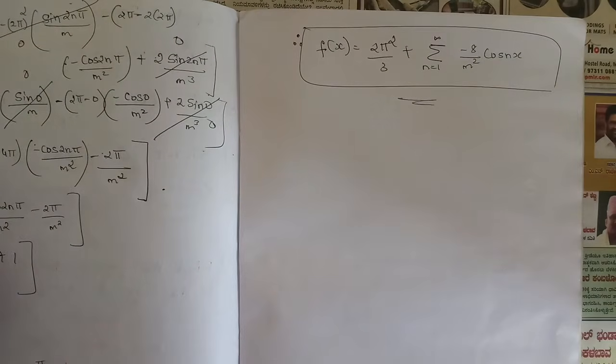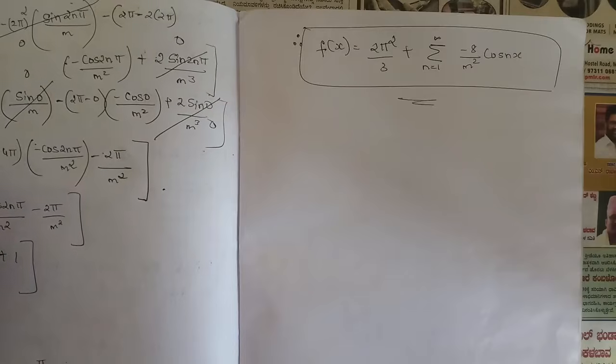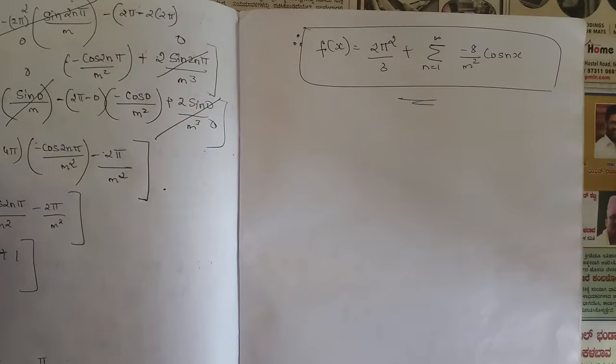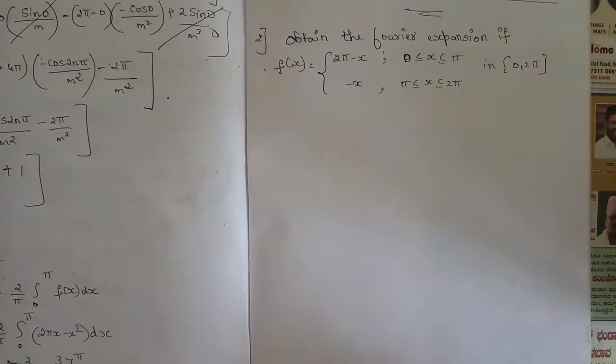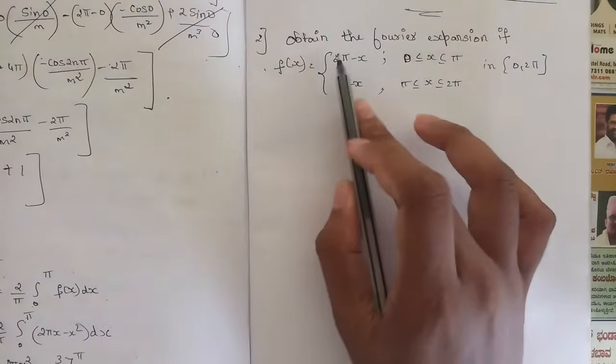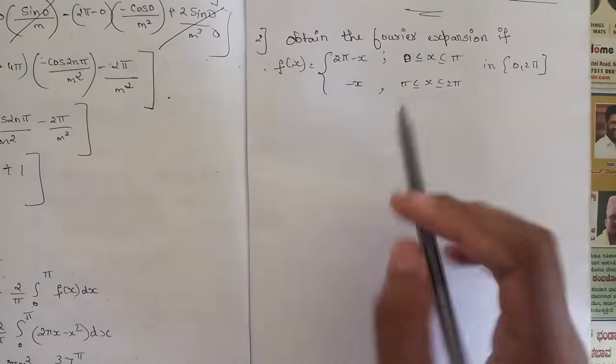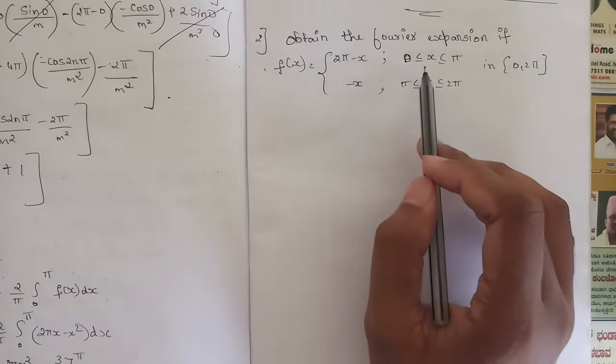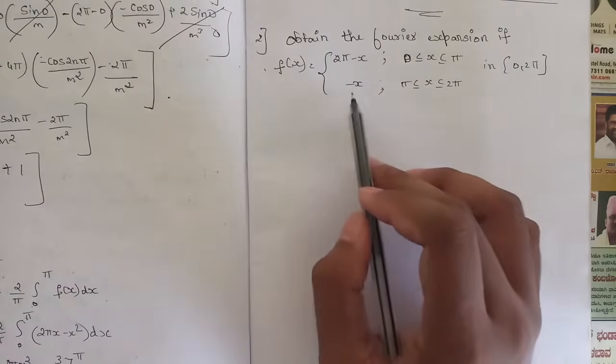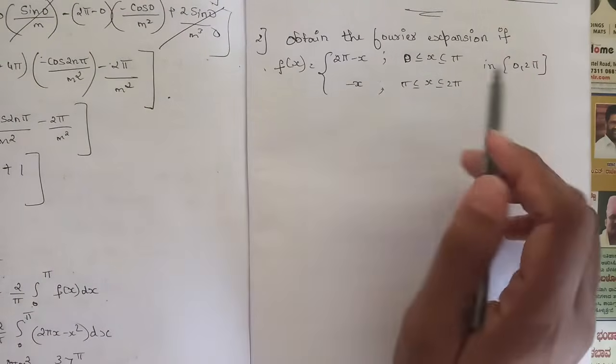So now we'll try one question related to a discontinuous function. So we'll get to the question in a while. So yeah, this is the second question. Obtain the Fourier expansion of f of x equal to 2 pi minus x in the interval 0 to pi and minus x in the interval pi to 2 pi.